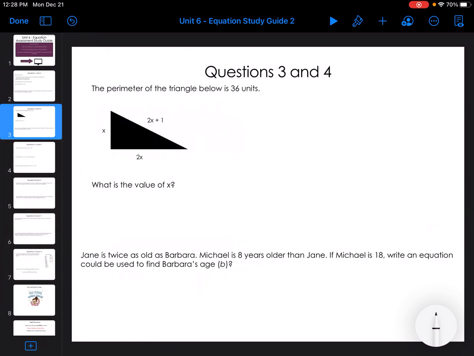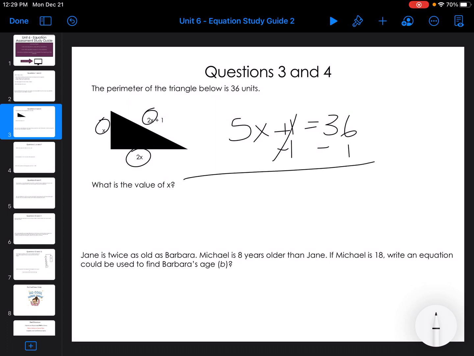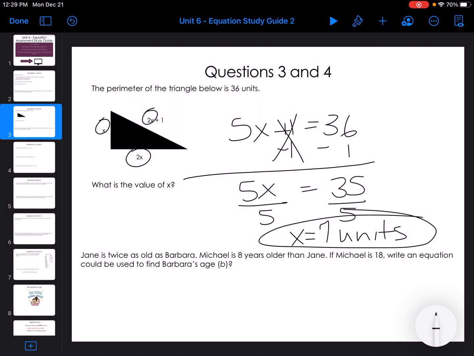All right, the next one says the perimeter of the triangle below is 36 units. What is the value of x? Well, I know that I have 5 x's plus 1, and the perimeter is 36. So I'm going to subtract 1 on each side to zero out. So that leaves me with 5x equals 35. And divide by 5. So I get 7 units because I want to figure out what each x is.